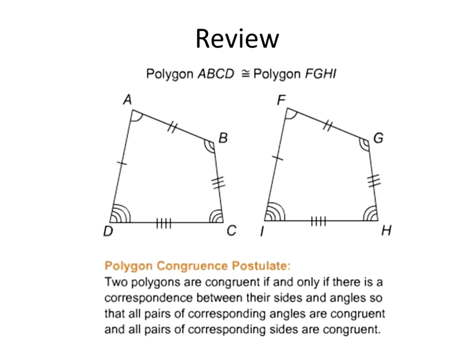So we're going to do a quick review of stuff from the previous week. One of those review items is that if we have two polygons that are congruent, then that gives us some information. So here's the postulate that helps us know that. First of all, it says two polygons are congruent if and only if there is a correspondence between their sides and angles, so that all pairs of corresponding sides are congruent and all pairs of corresponding angles are congruent.